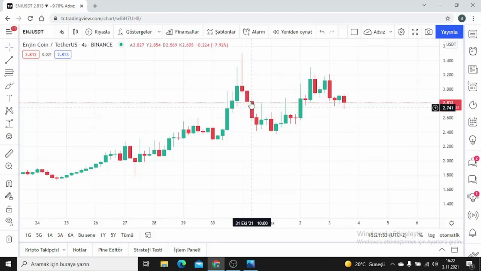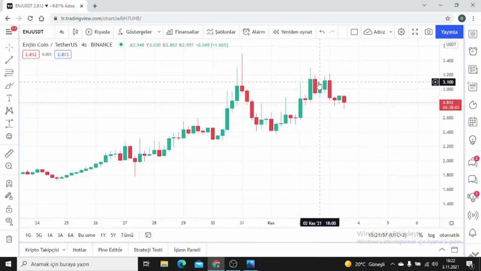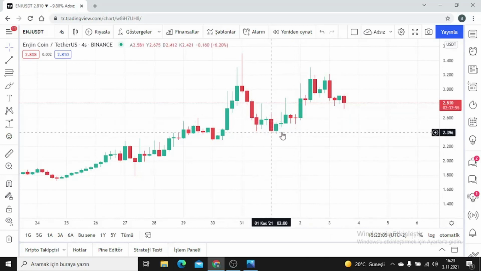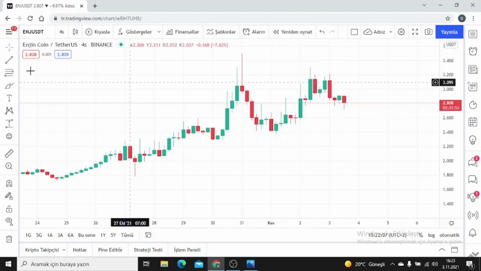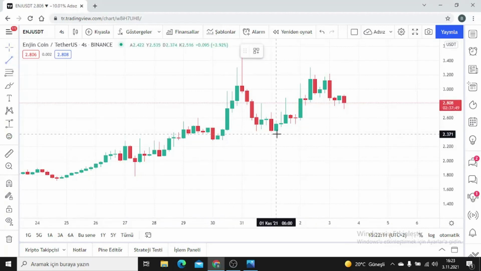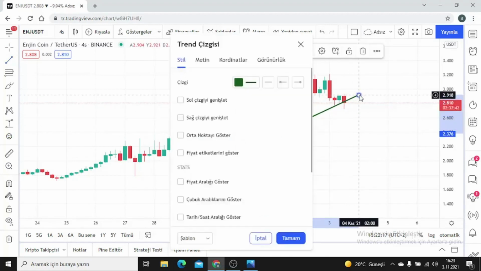Now I'm going to draw a trend line here. I'll set the trend first. When we look at it now, friends, there has already been a fall from here. Then, as you can see, the price started to rise again. Now, while drawing the trend line, friends, from where the fall ends here, I need to draw a trend line from here. So let's draw a trend line over there.